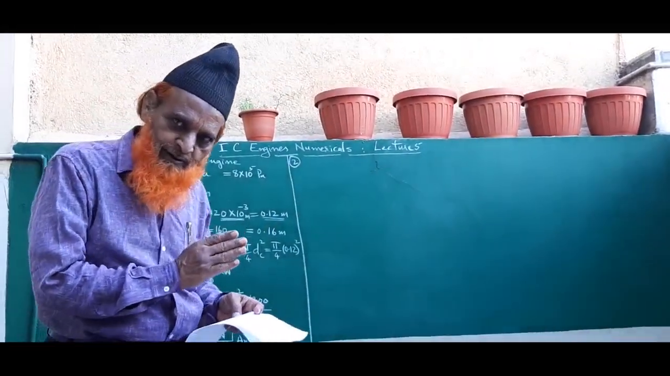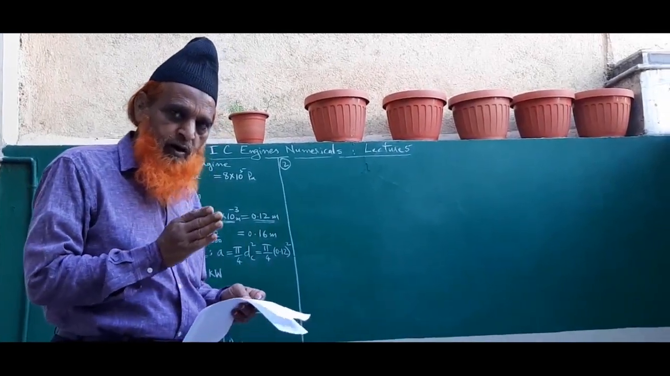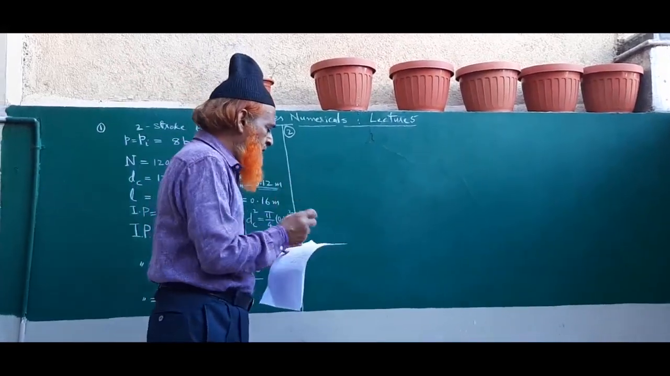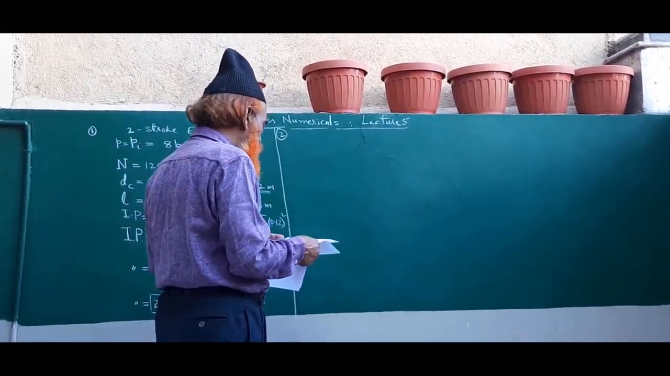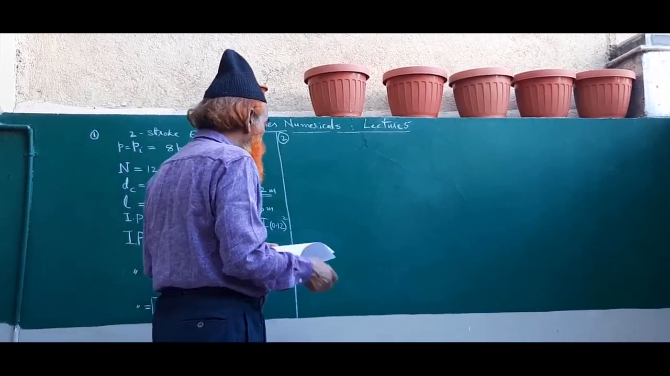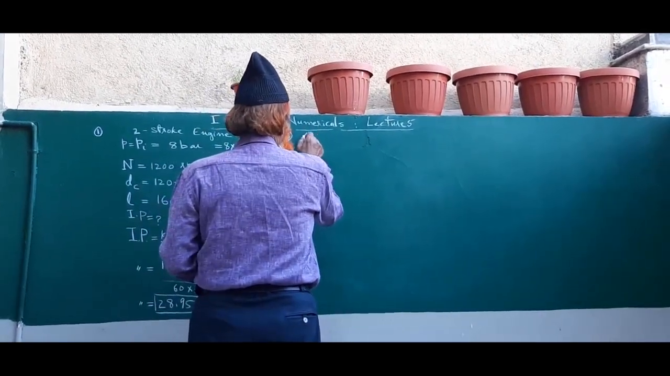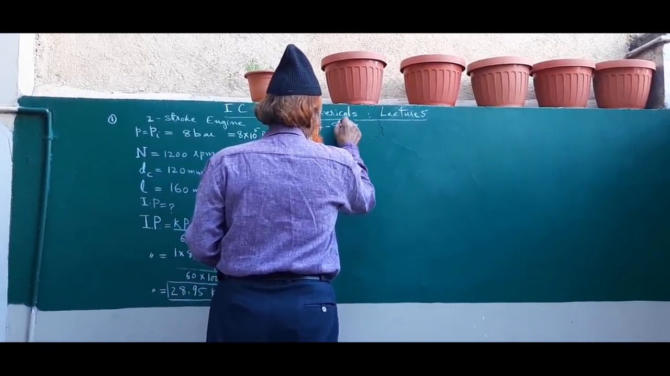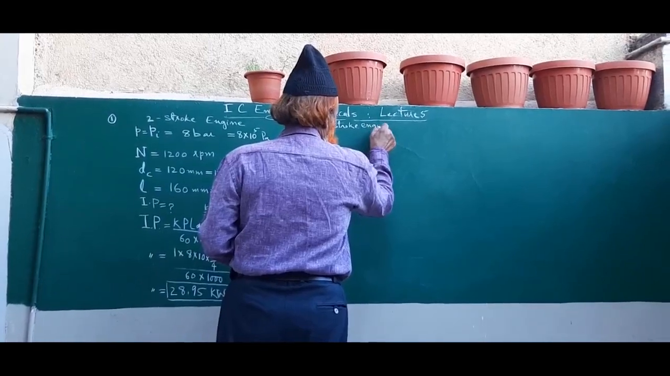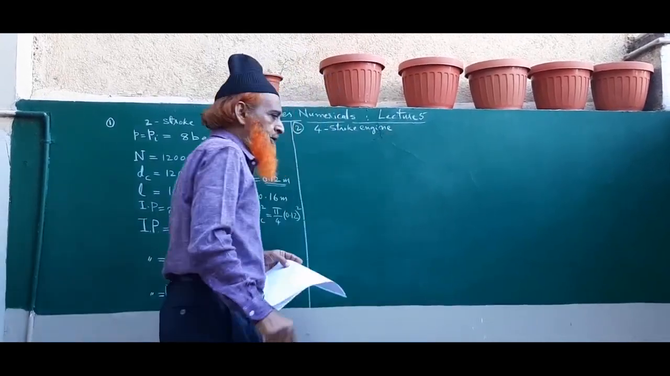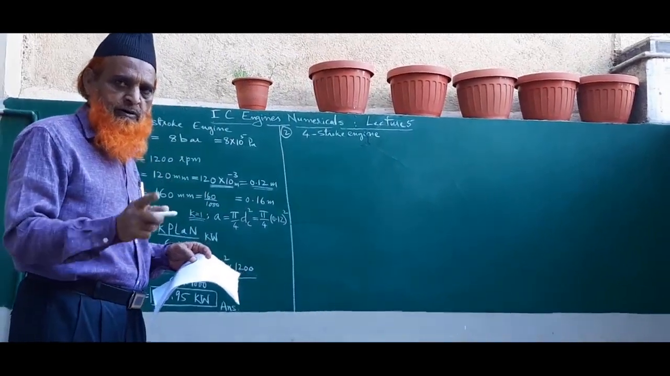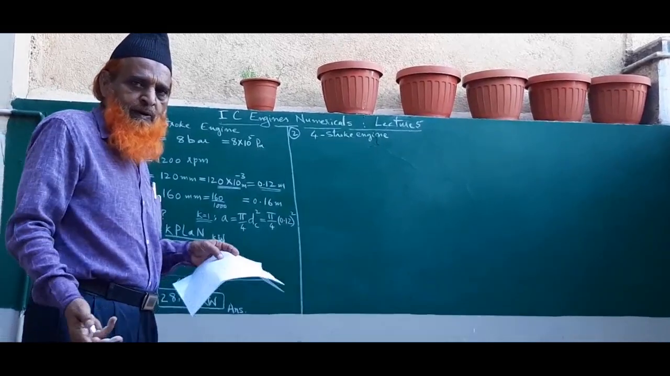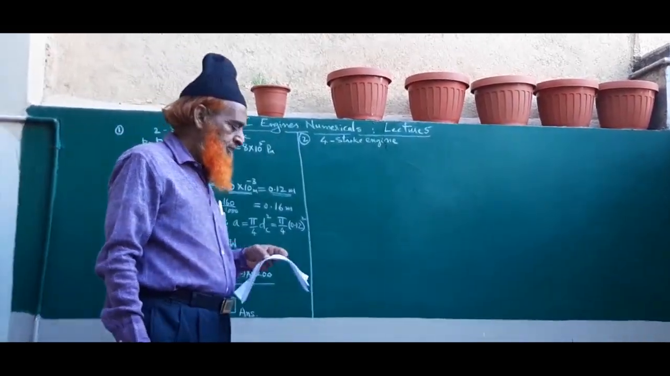Once again you read the problem. See what are the things given in the problem. Then you note down step by step all those things. First you write down 4-stroke engine, because for the indicated power there are different formulas for 4-stroke engine and 2-stroke engine. For 4-stroke engine, it is plan by 2. For 2-stroke engine, it is plan.